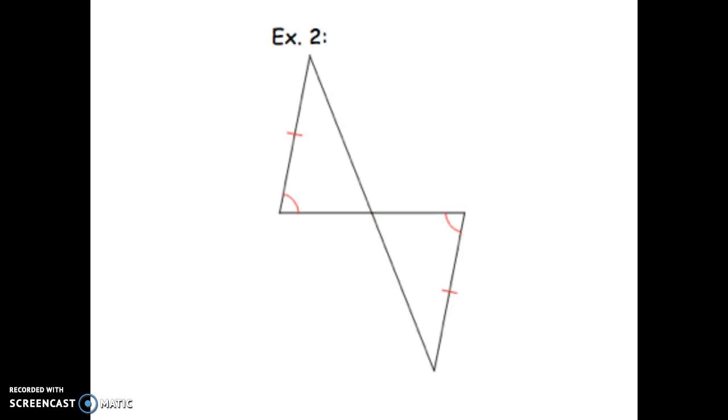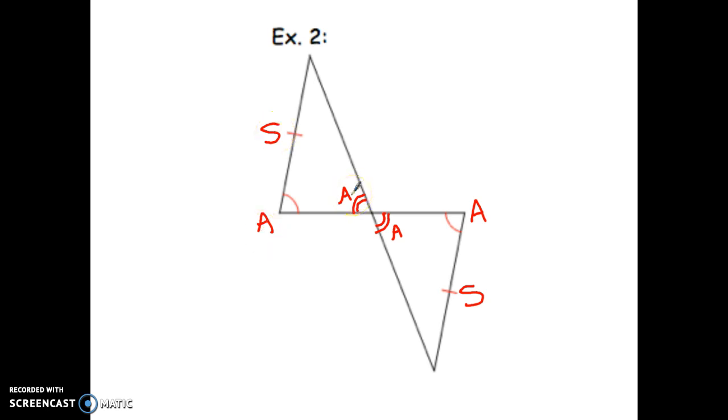Example 2. Again, the first thing you do is label. Here we have a side, here we have a side, here we have an angle, here we have an angle. And again, we have vertical angles, so we're going to draw our arc. And then also label these as angles. So when I begin to read this, I can say side, angle, angle.